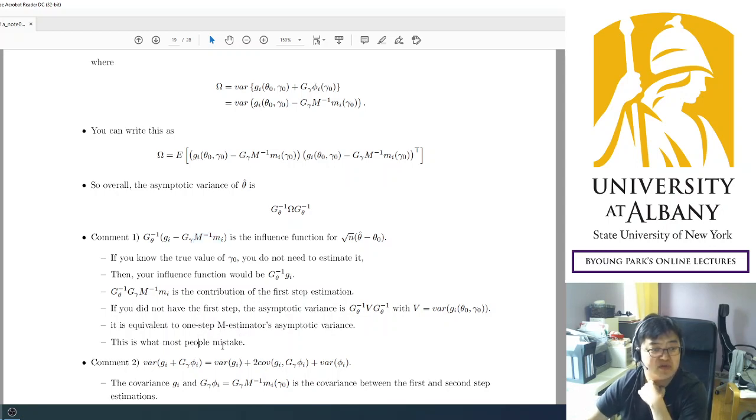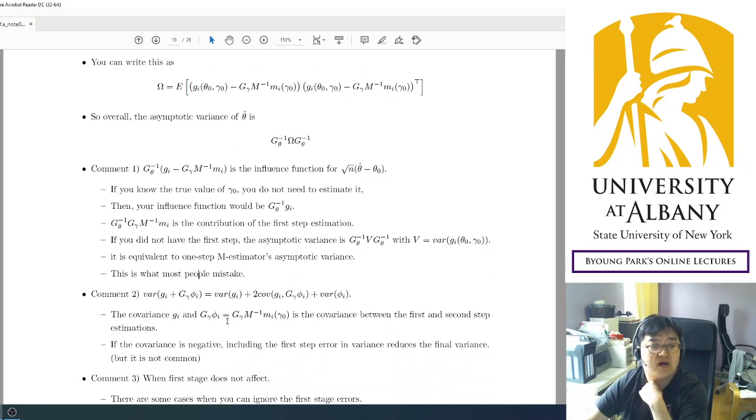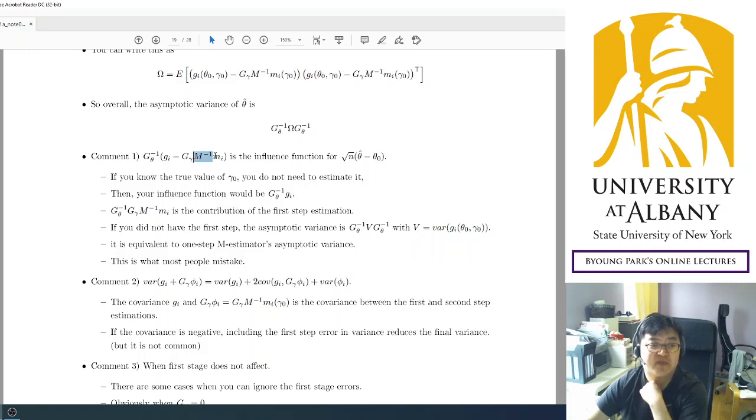And observe this. If you ignore this part, then the final asymptotic variance is exactly the one-step M estimation asymptotic variance, which is wrong. So you have to know that that is wrong. You cannot use the same formula in the two-stage case. That is the most important lesson you have to understand here. And so this is the idea.